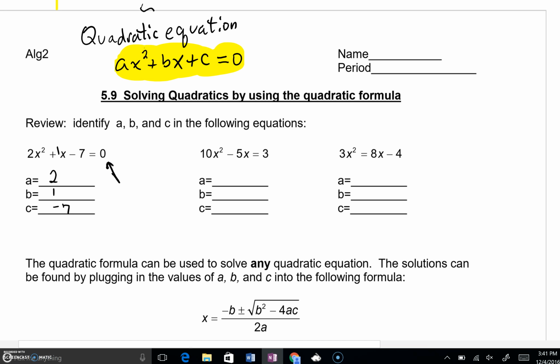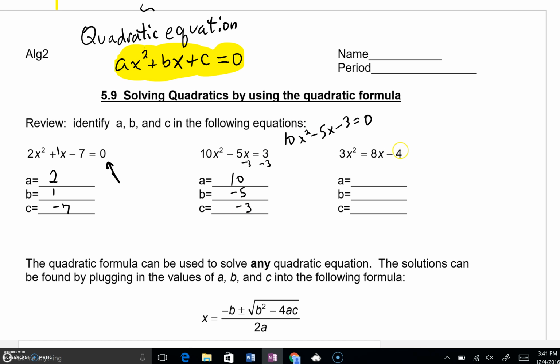Why do I bring that up? Look at this next problem. 10x squared minus 5x equals 3. We have to do a little bit of work. We're going to have to minus a 3 from both sides. That's going to leave us with 10x squared minus 5x minus 3 equals 0. Once we get that, our a will be 10. Our b will be negative 5. And our c will be negative 3.